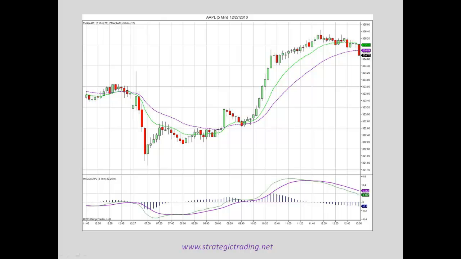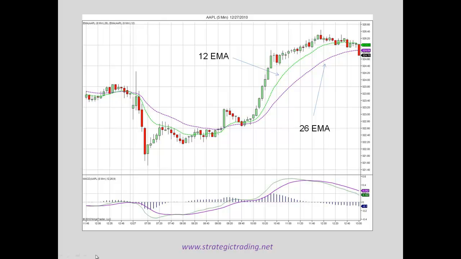First, let's begin by taking a look at this chart for Apple computers. It is a 5-minute candlestick chart with two exponential moving averages on it and a MACD on the bottom panel. The green line represents our 12 exponential moving average on the chart, while the purple line is our 26 exponential moving average.